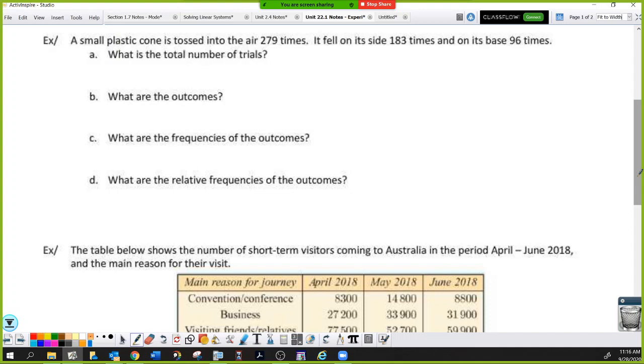I'm so tired. Question says, what is the total number of trials? You would say 279. And so we'll say n equals 279. We often use the letter n to represent the number of trials.